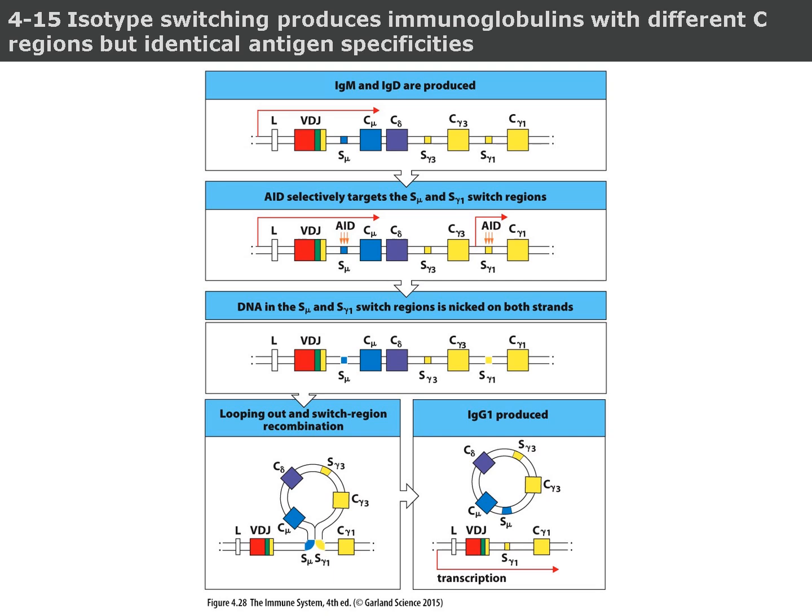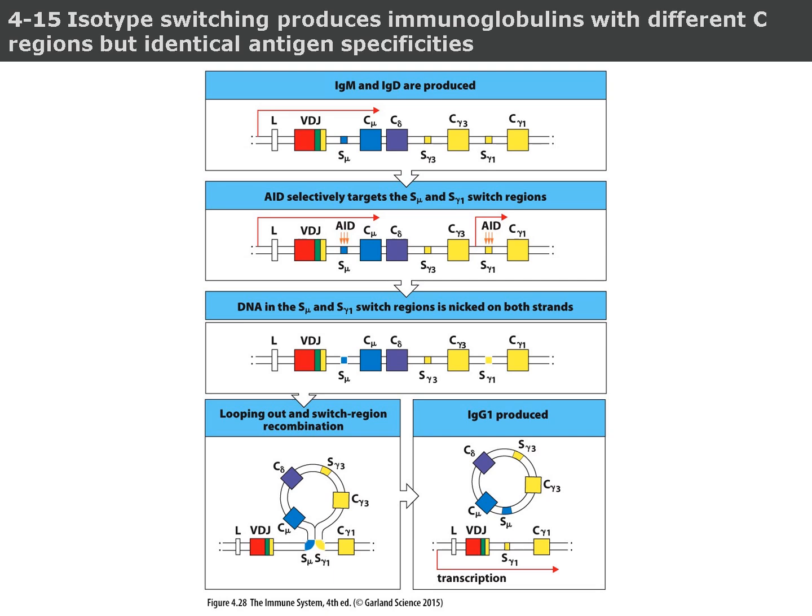At the top, the rearranged variable, diversity, and joining gene segments are expressed with either the constant region for immunoglobulin M or immunoglobulin D. In response to signals, an enzyme called activation-induced cytidine deaminase targets specific switch regions located upstream of the constant region genes. Here, switch regions for immunoglobulin M and immunoglobulin gamma 1 are shown. This enzyme introduces breaks on both strands of DNA at these switch sites.